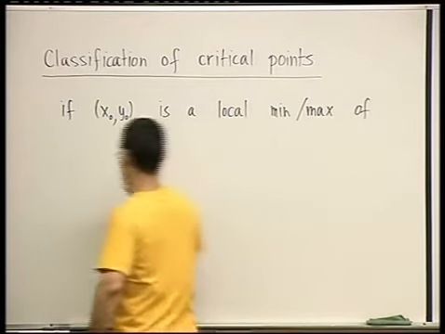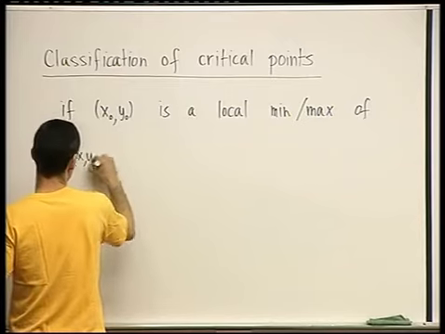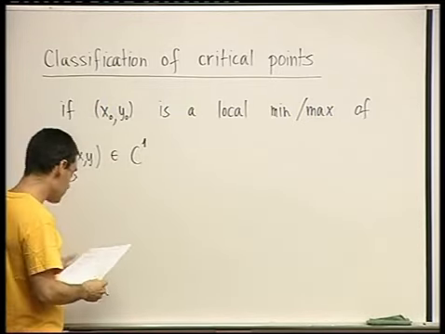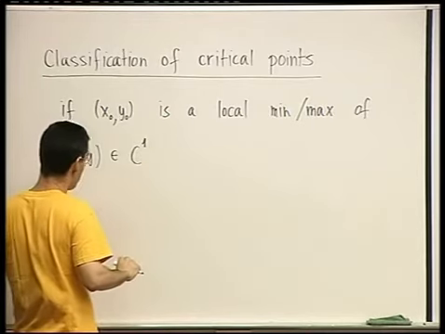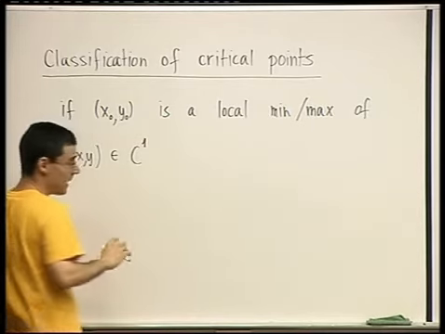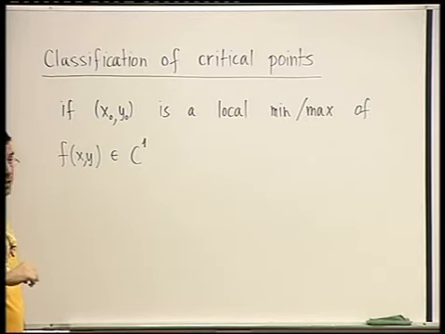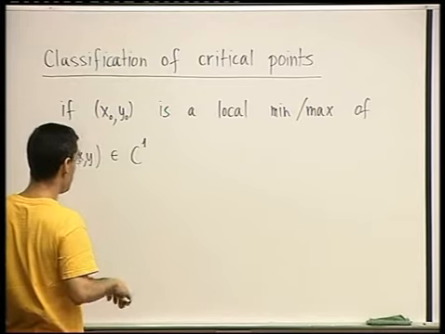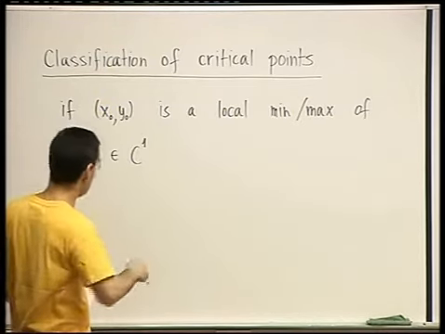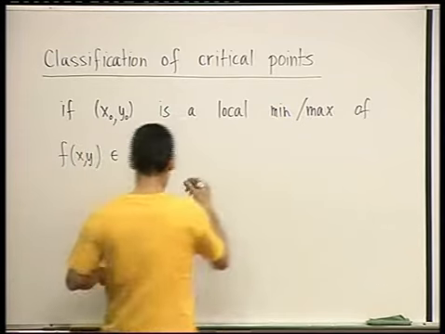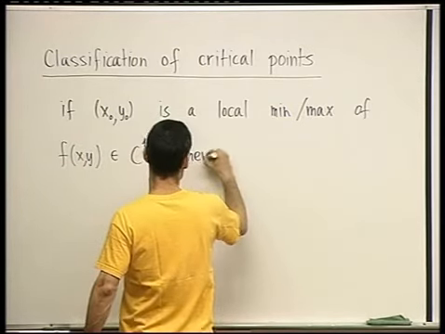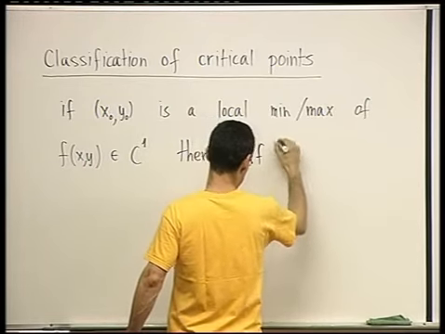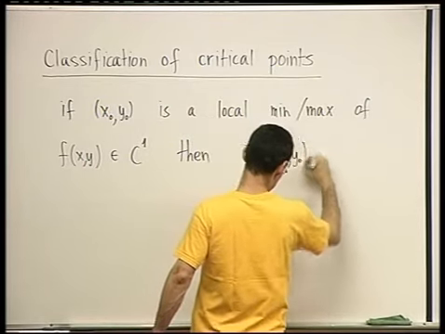of f(x, y), and we're assuming that f(x, y) is a nice function. In fact, for this, all we need is a function that has partial derivatives, but let's assume that everything is C1, so continuous partial derivatives, everything is differentiable. Then the gradient of f at the point x0, y0 is 0.